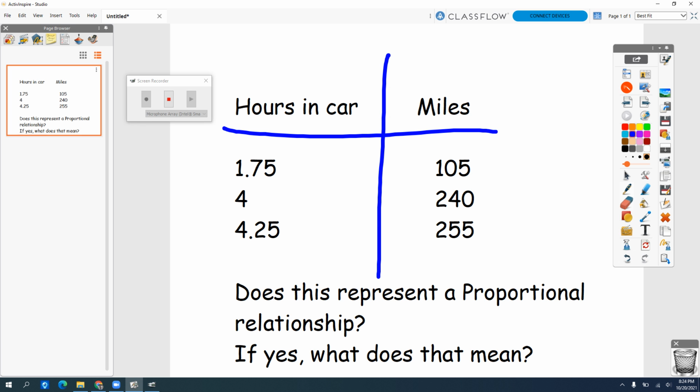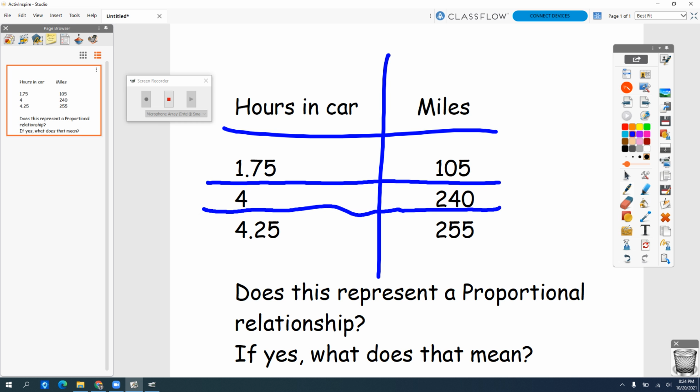I was recording my hours in a car and the miles that I drove. And I figured out that if I drove 1 3/4 hours, or 1.75 hours, I went 105 miles. At 4 hours in the car, I looked at my miles and it was at 240. And at 4 1/4, 4.25, it was at 255.